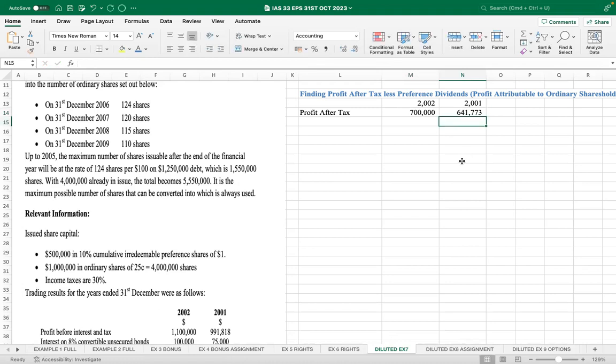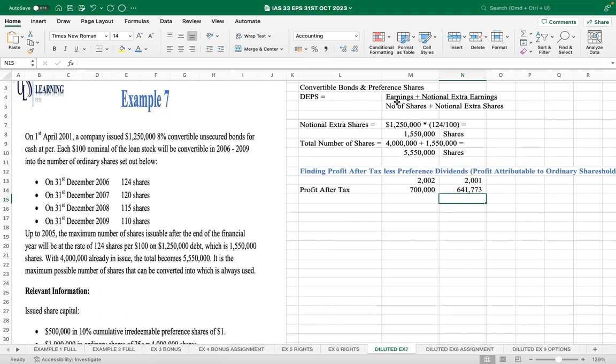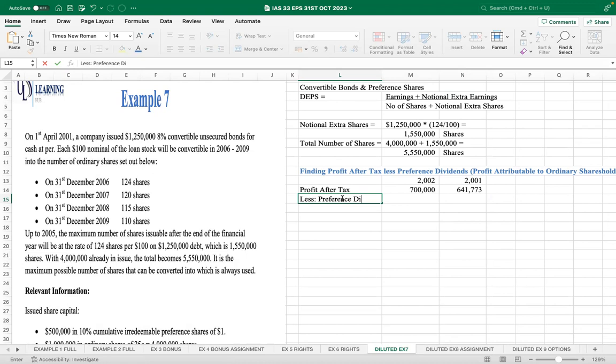Remember, the profit that is used to calculate the earnings per share or diluted earnings per share is not profit after tax. It is profit after tax less preference dividends. Now, how do we get preference dividends?